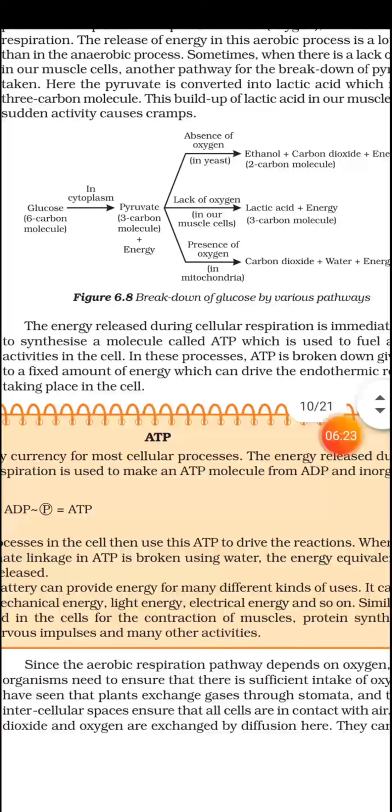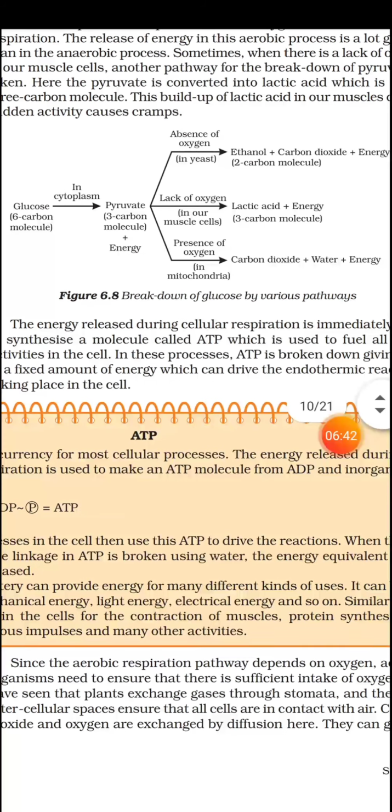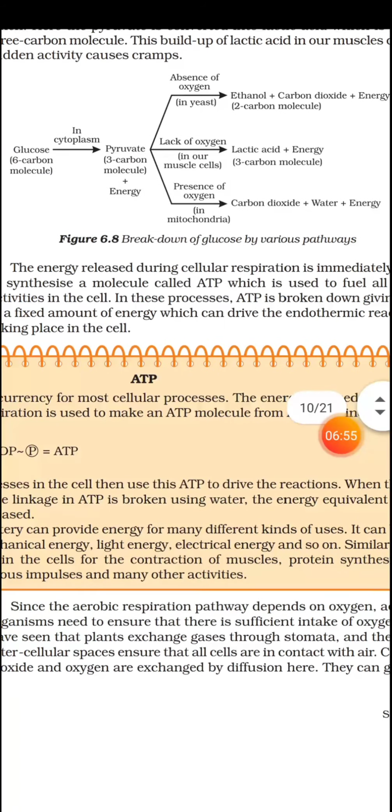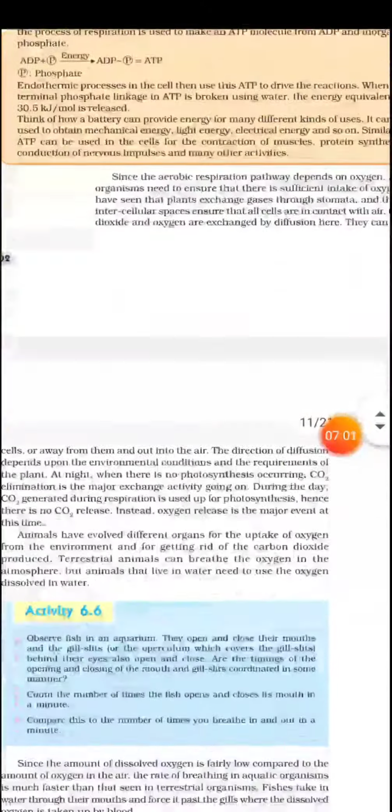So you have to understand that glucose is a 6 carbon molecule which will be converted into a 3 carbon molecule. And that 3 carbon molecule can be converted into further energy in 3 ways. In the presence of oxygen, it gives carbon dioxide, water and ATP. In the muscles, it gives lactic acid plus ATP. And ethanol plus carbon dioxide plus ATP will be generated in the absence of oxygen. Keep this in mind. And the main energy source is ATP.